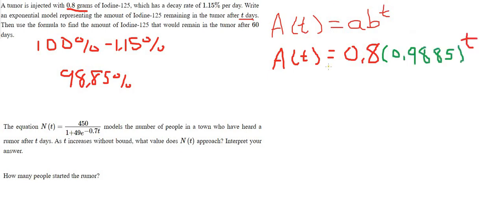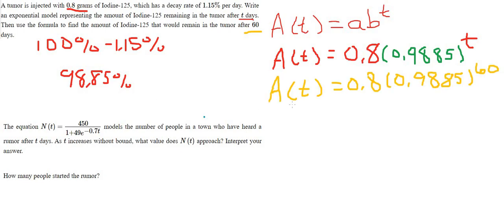So that would be our equation, and to find out how much would be remaining after 60 days, we just put 60 in for t, and then we just use our calculator to solve it. And when I did that, it'll tell you what you should round it to, and there should be a 60 right there, not a t. So after 60 days, we're going to have about 0.399659.